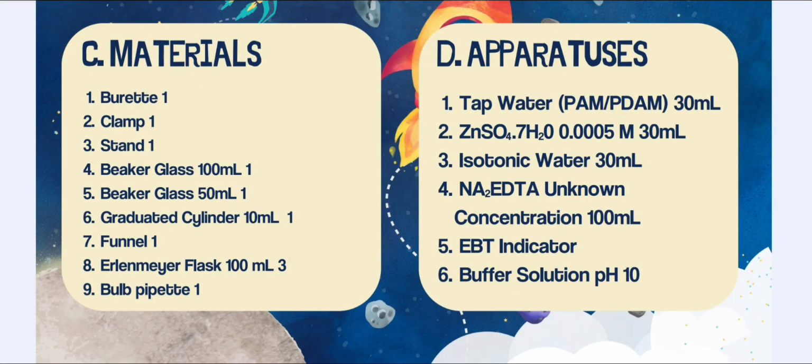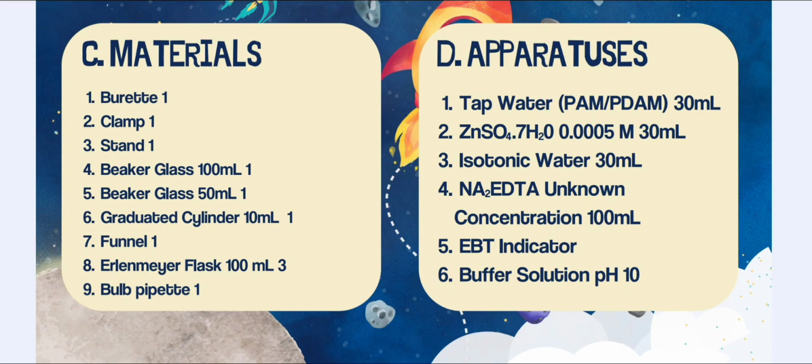Then, the materials: first is burette, second clamps, third stand, and fourth beaker glass 100 ml, fifth beaker glass 50 ml, sixth graduated cylinders 10 ml, seventh funnel, eighth Erlenmeyer flask, and the last is ball pipette.